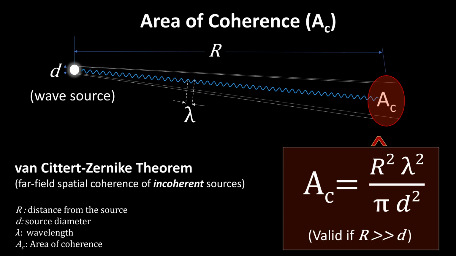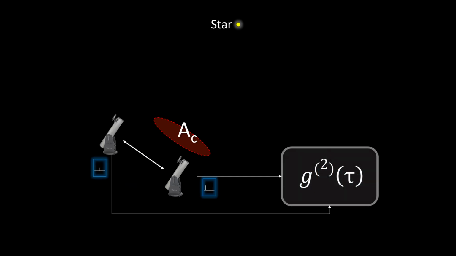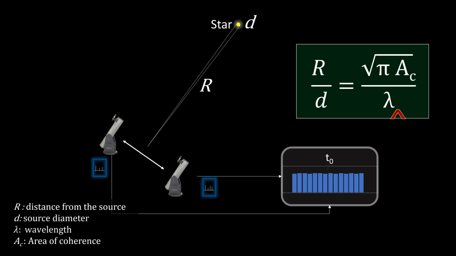Now, inside the area of coherence, light has become spatially coherent to a large degree. So if we return to the measurement setup of the telescopes, if two detectors are within the same area of coherence, we'll find a correlation between photon detections, whereas if the two are moved outside each other's area of coherence, correlation will disappear. So by determining the area of coherence at a particular wavelength, we can effectively calculate the ratio between a star's diameter and its distance.